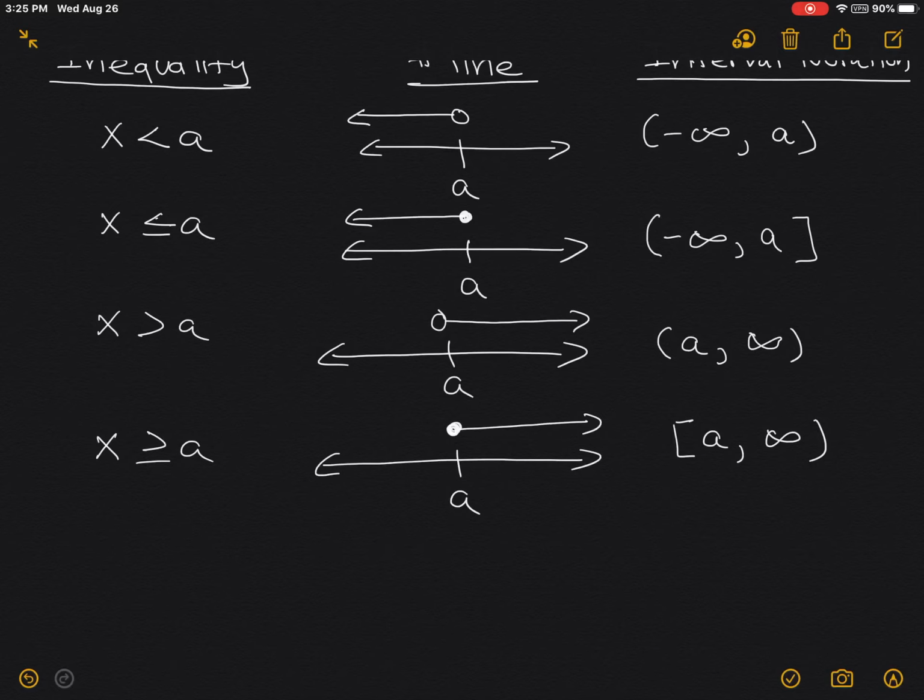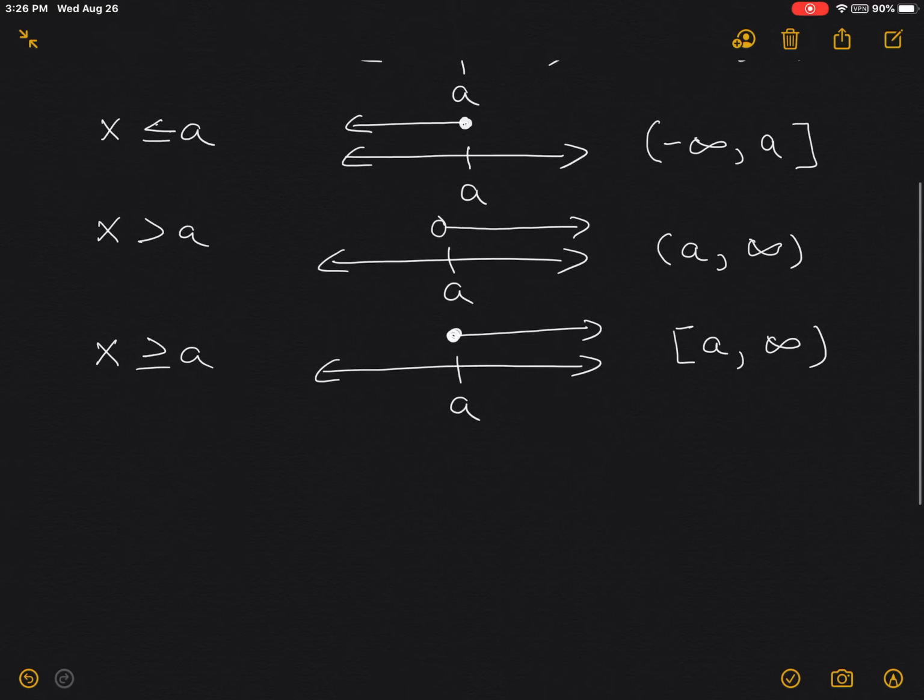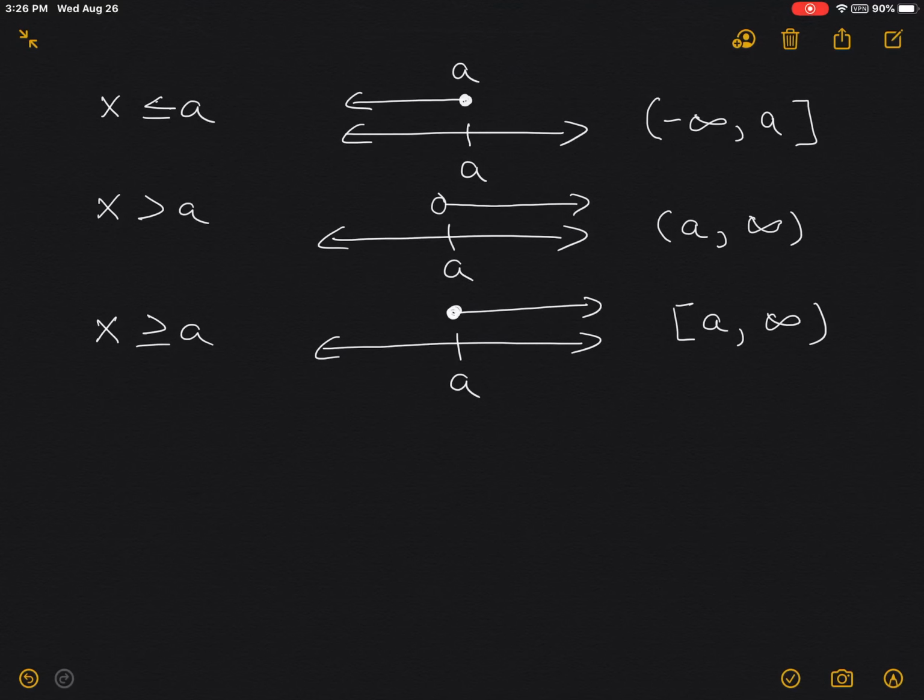And you never ever write brackets for infinity, okay? So always try to think going from left to right. I go from a to infinity, a's bracket, and then all the way to the right. And as the numbers get really, really large, we just call it infinity. Okay, so those are single inequalities.